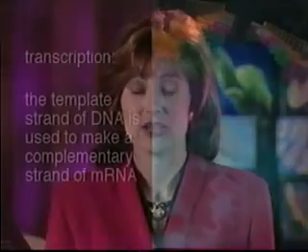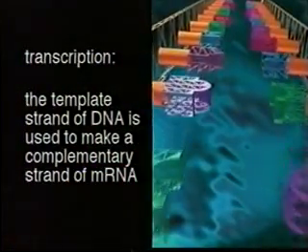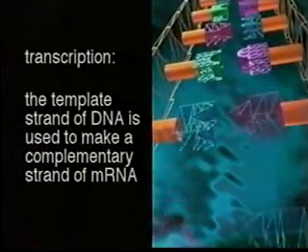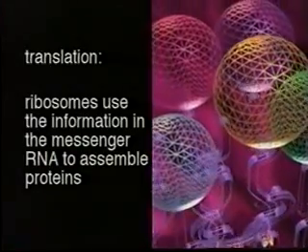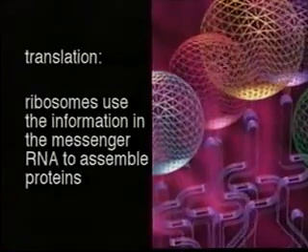The events leading to protein synthesis can be divided into two stages, transcription and translation. In transcription, the template strand of DNA is used to make a complementary strand of messenger RNA, which then carries the gene's instructions to the cytoplasm. During translation, ribosomes use the information in the messenger RNA to assemble proteins. Although we will focus here on mRNA when we discuss transcription, you should remember that any RNA, whether it is messenger RNA, transfer RNA, or ribosomal RNA, must be synthesized through transcription of a DNA template.